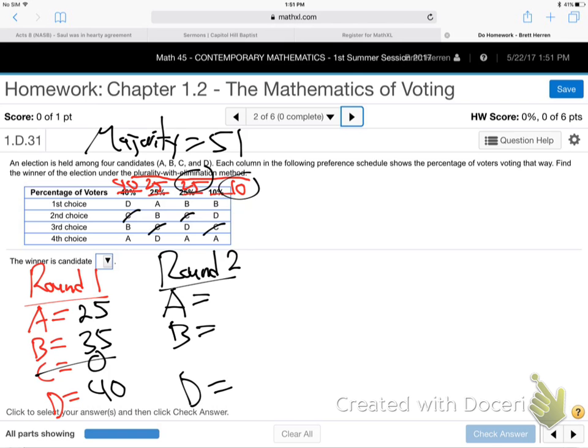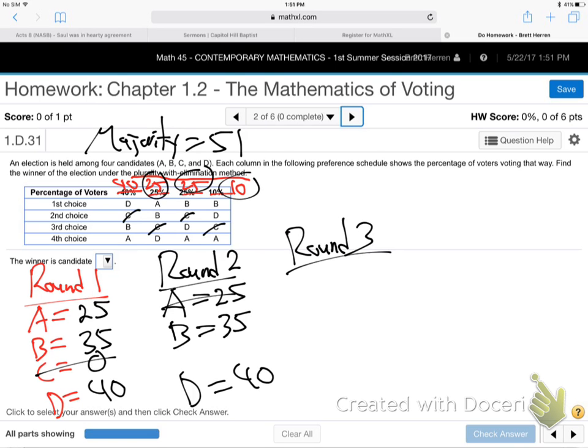All right, so A, how many like A best? 25? These 25. How many like B best? Still 35, same as it was, huh? And how many like D best? The 40? All right, does anybody have more than half? Nope. No, nobody has 51 or more, so who drops out? A's out. We eliminate A, plurality with elimination. So go on to round 3.